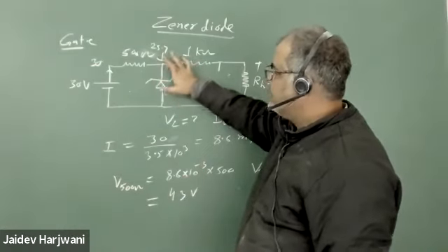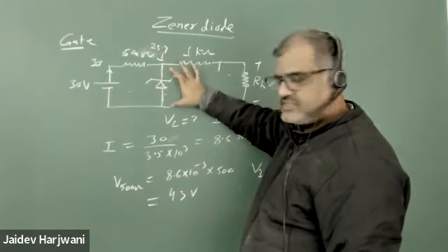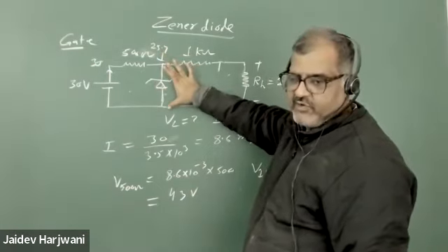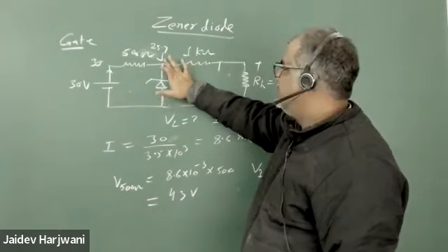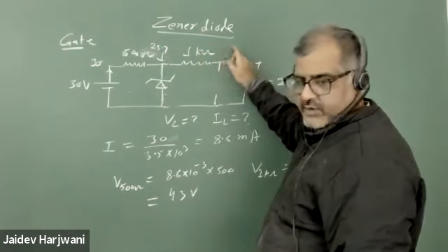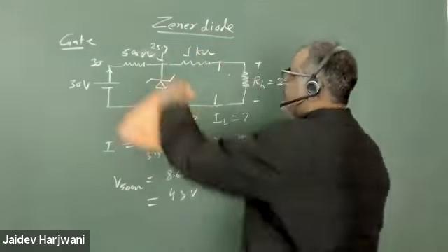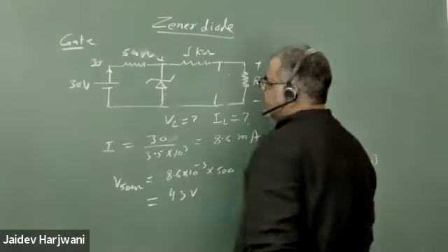Earlier, in the open condition, it was 21.7. But once you fix this one, the voltage drop here will be only 20. So obviously more voltage will go there. Here it was already more than the required 10.